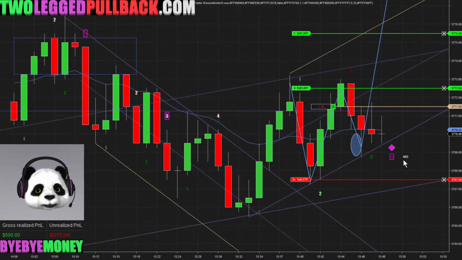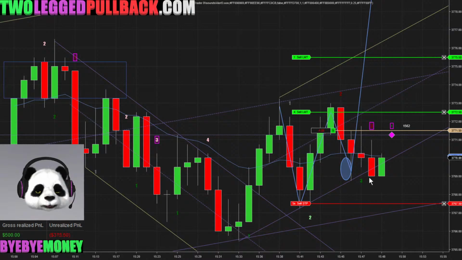Must have read this wrong, guys. Triggered. Trap triggered. It's a second entry, actually. This is like a setup I like to do a lot. It's a second entry trap, but this looks bad. That looked bad right there. Ending near its low.